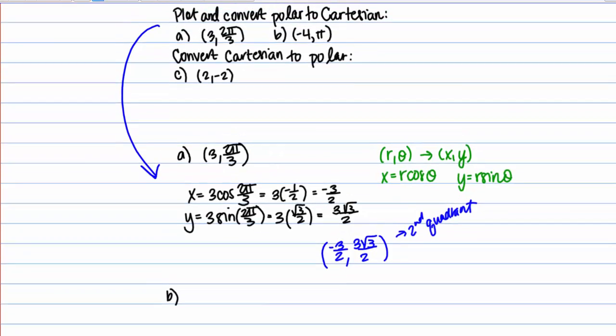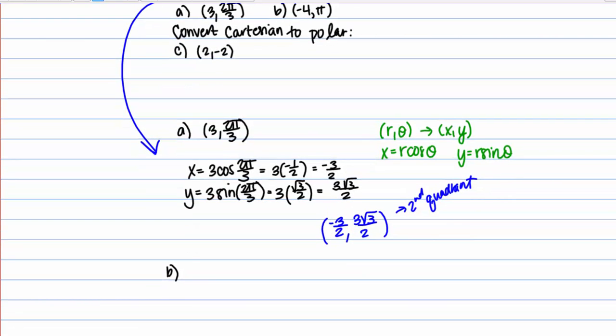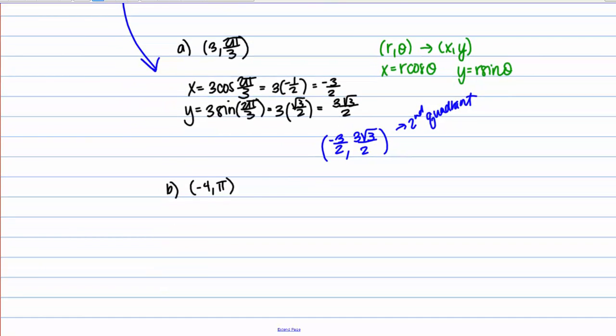So let's look at part B now. Now we're looking at the point -4, pi, and we're going to convert that to Cartesian. We can use the same formulas. So I'm going to use x equals r cosine theta, which in my case is -4 times cosine of pi. Cosine of pi is -1, so I get -4 times -1, which gives me 4 in the end.